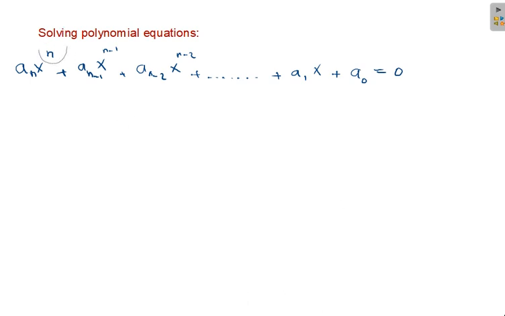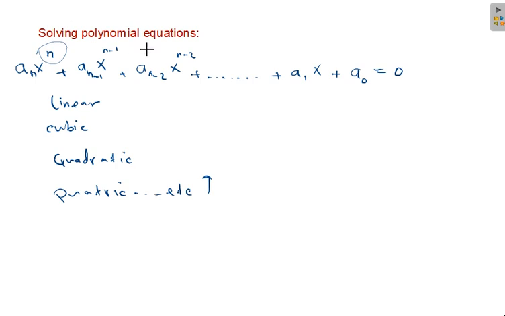So n can be any degree. It can be a linear equation. It can be cubic, quadratic, quartic, and higher degree equations.